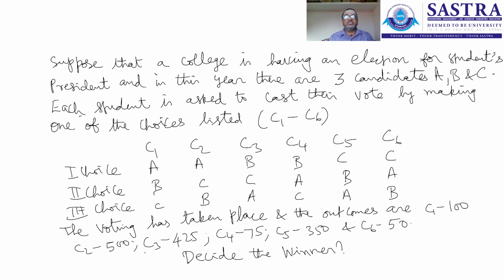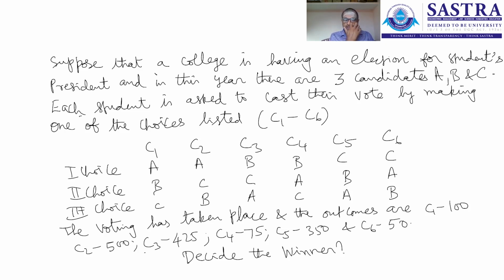Suppose I choose C3: my first choice would be B, second choice would be C and my third choice for the post of president would be A. Suppose I choose C5, it would be CBA. First choice for the post of president is C, second choice would be B and my third choice would be A.